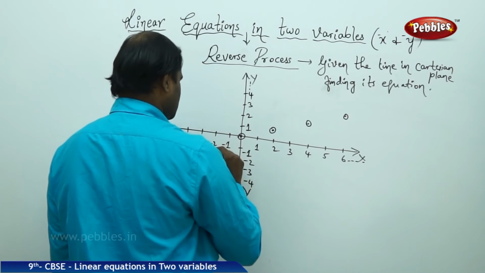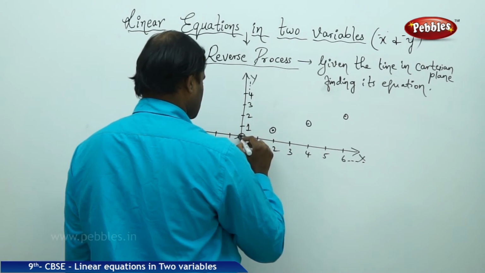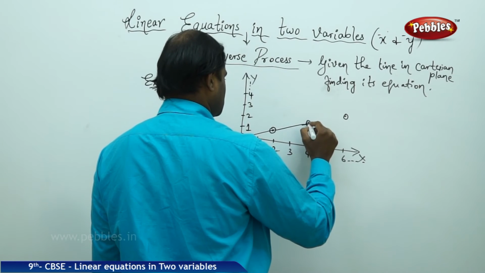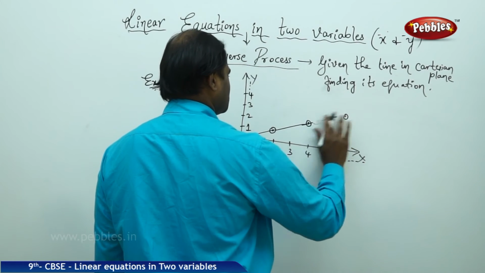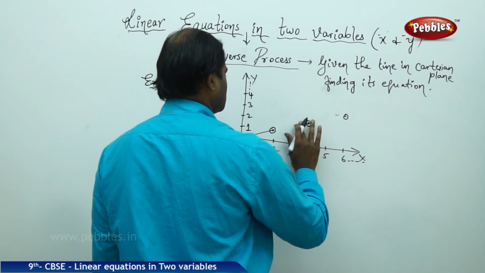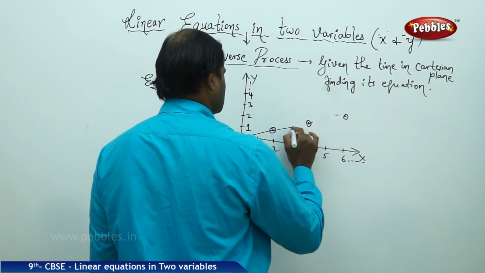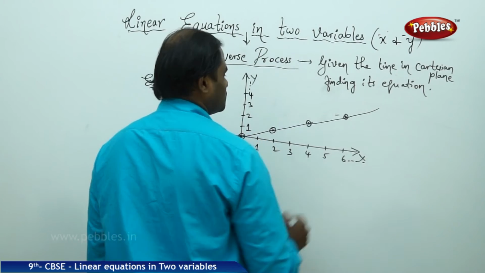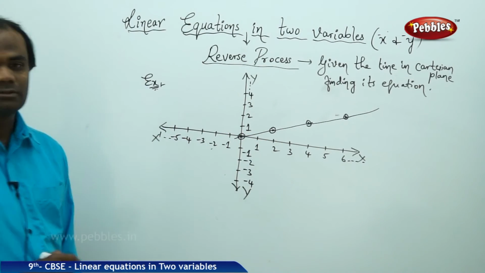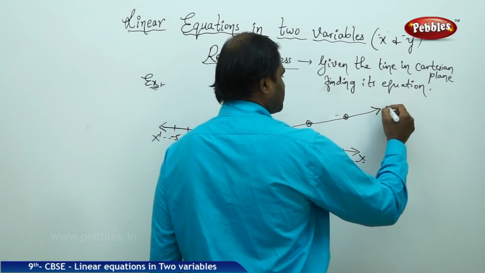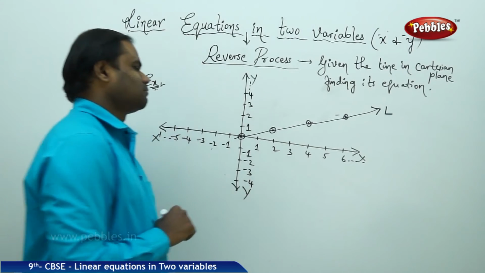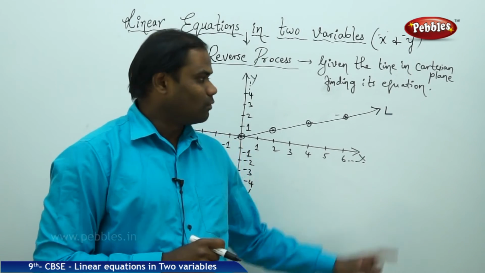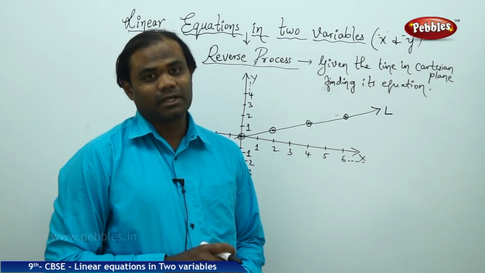So I get the line passing through, say this. Here is the line. Here is the Cartesian plane. Now my question is, what will be the equation of this line?